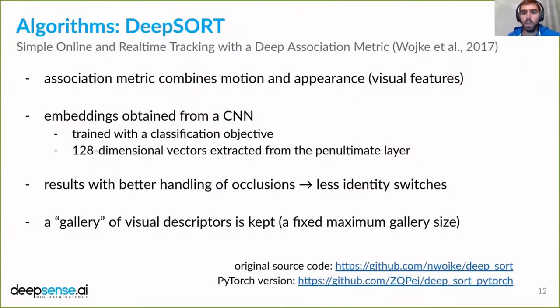The next year, in 2017, an extension of SORT was introduced, and it was called DeepSORT. It was actually the same group of researchers who just extended their original SORT algorithm with visual information. So now the association metric combined both motion information and appearance. By appearance, I mean visual features, which were embedding vectors obtained from a convolutional neural network that was trained with a classification objective for classifying people. Its goal was to learn to extract visual representations of bounding boxes. These representations were vectors extracted from the penultimate layer of the network.